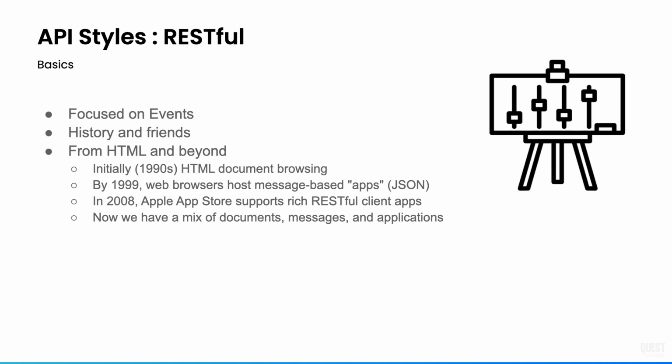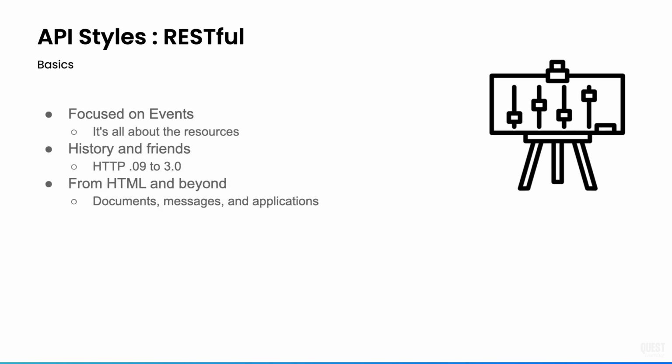As I said, initially it was designed for browsing documents. We would share documents in this HTML format. But by 1999, browsers were hosting sort of JSON-based message apps. We could send messages back and forth in the browser. By 2008, we get the Apple Store, which means we get rich mobile applications and RESTful client apps on the phone, which grew to quite an extent. And now we have quite a mix of documents, messages, and application approaches to using the RESTful system.